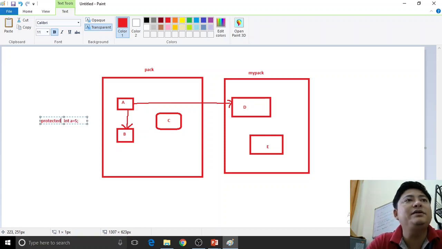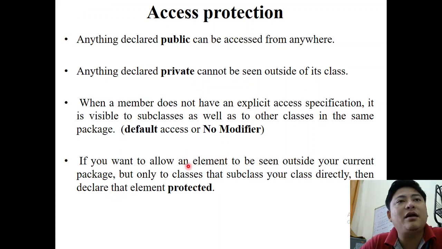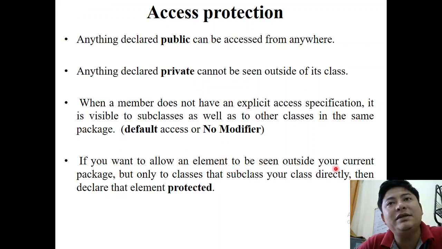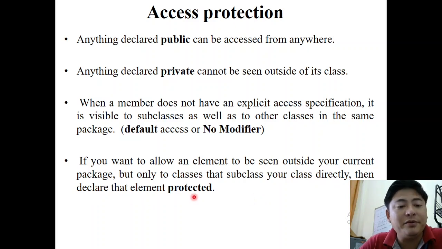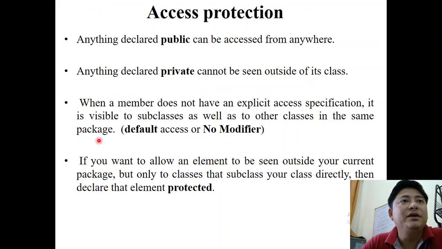If you want the data to be visible only to its subclass, then you can declare it as protected. If you want to allow an element to be seen outside the current package but only to the subclass of your class, then declare the element as protected. So not only b, d also can use a, only if inside class A, int a is declared as protected. And then the last one is the default, another name is no modifier.